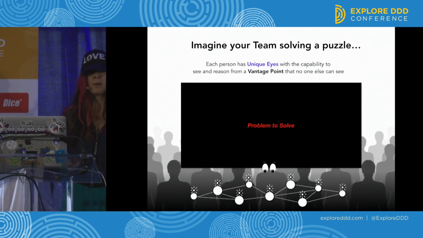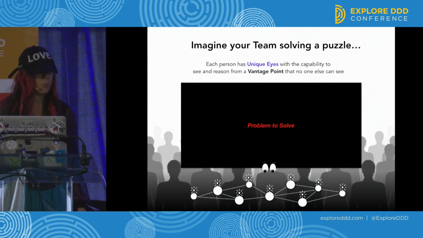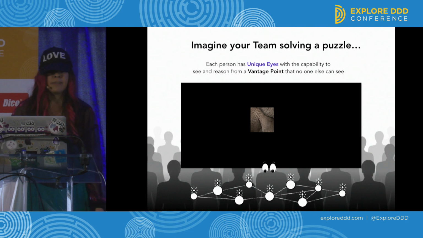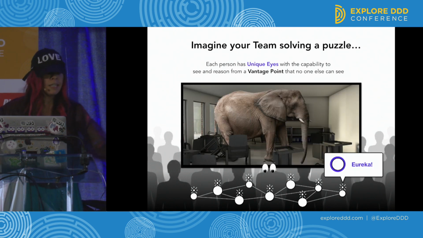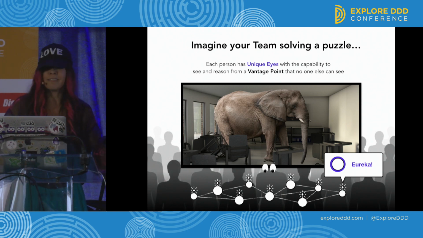So if we throw a problem up on the board that we're going to figure out, and each person starts seeing different pieces of the puzzle, right? And eventually, we realize there's an elephant in the room. Eureka! How did he get there?